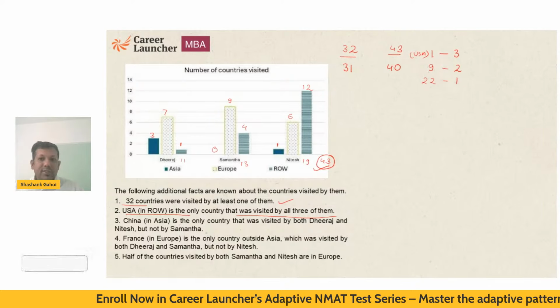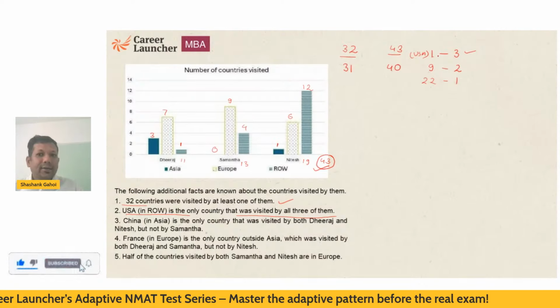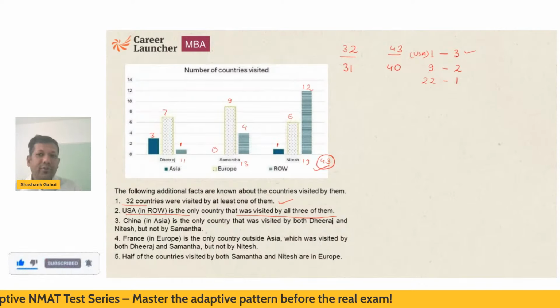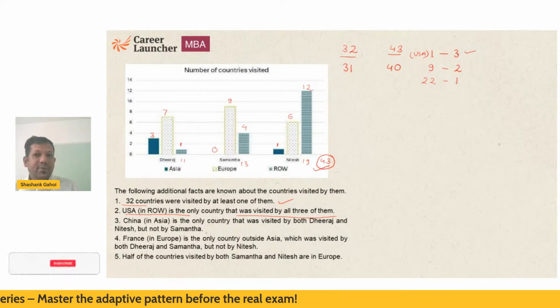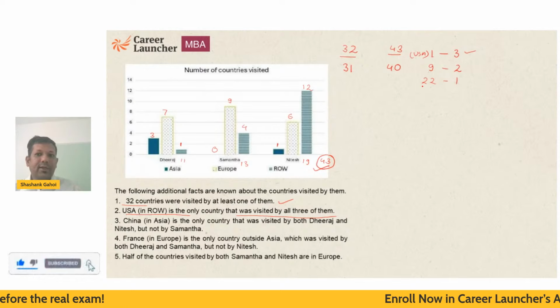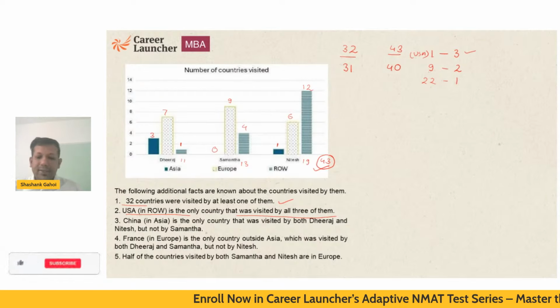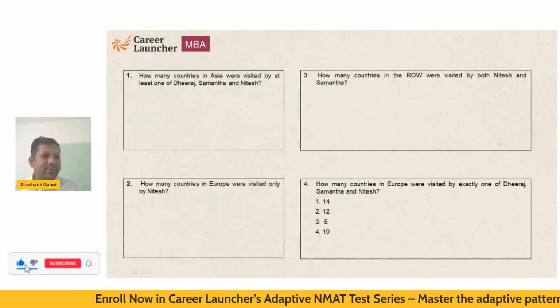Got it? So this is how I can directly determine there is going to be only one country that is visited by all three of them. There are 9 countries that are visited by exactly 2 people. There are exactly 22 countries that are visited by exactly one of them. Now, do I have any question on this?